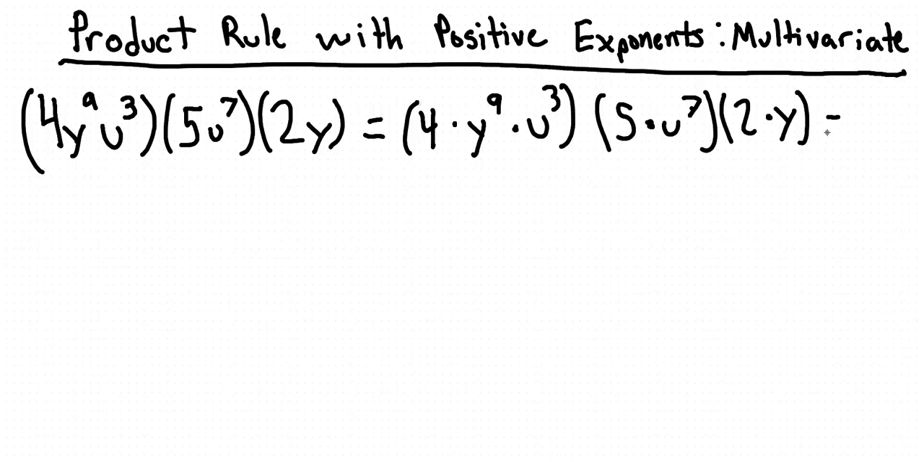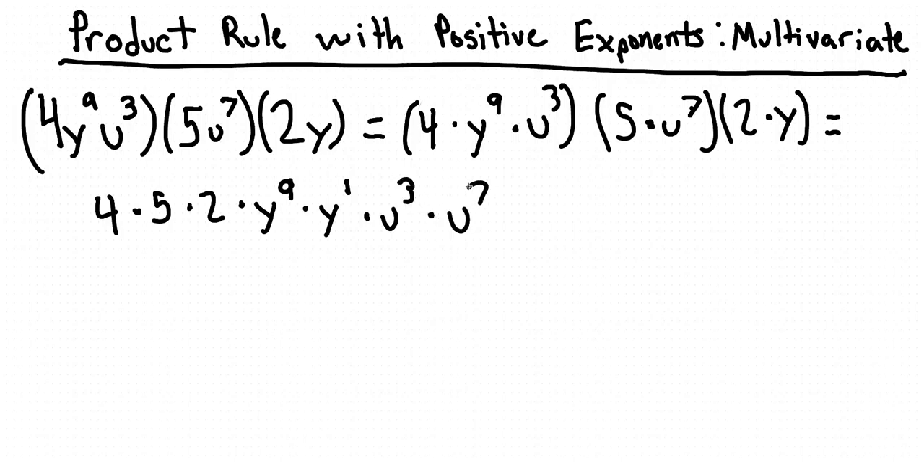and rewrite this equation, so it is even easier to combine. We can write that as 4 times 5 times 2 times y to the ninth times y to the first times u to the third times u to the seventh. And the reason why we wrote it in this order is that we're just taking each individual variable and moving it into this new rewritten equation.